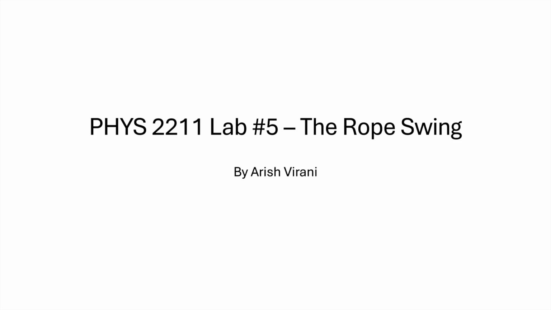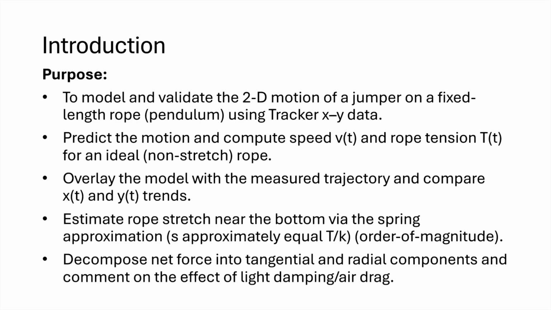Hi, my name is Arish Virani, and this is my fifth lab for physics, the rope swing. For an introduction, the purpose of this lab is to model and validate the 2D motion of a jumper on a fixed length rope pendulum using Tracker XY data, predict the motion and compute speed v and rope tension T for an ideal non-stretch rope, overlay the model with the measured trajectory, and compare x and y trends.